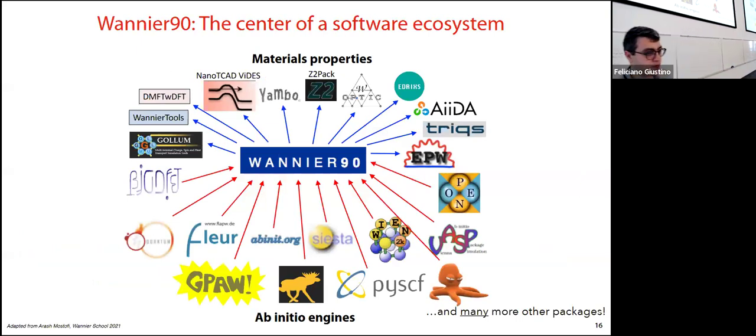this is part of an ecosystem. There's an entire set of other packages that are connected to Wannier90. So I think the most modern way to look at this code is as the center of a wider and broader software ecosystem. On one side you have these initial engines, and one of these is Quantum ESPRESSO. But as Nicola mentioned yesterday, there are very many first-principles codes that have an interface with Wannier90. And on the other side of this ecosystem, you have all these other codes that calculate specific properties of materials. This can range from GW calculations, transport calculations, electron-phonon coupling, optics, and much more.